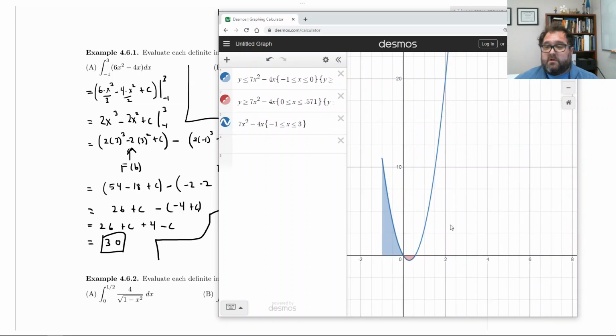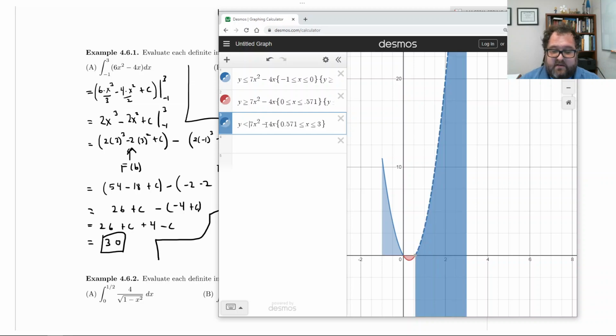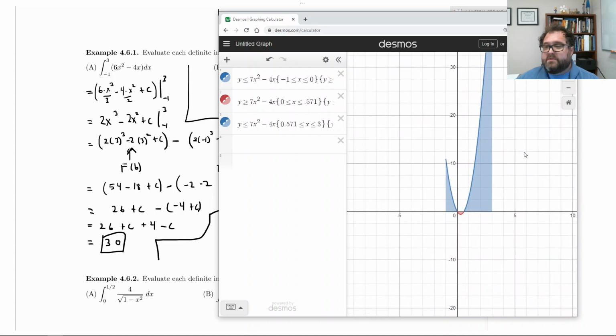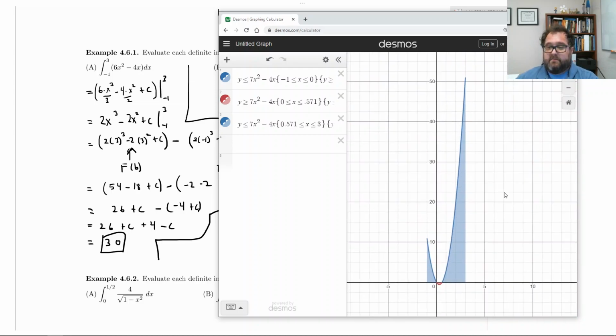And then this other region over here, from this x-intercept, from 0.571 to 3, we're going to say x is less than or equal to 3, and then we're going to say y is greater than or equal to 0. And there we have it. So there are 2 regions that are non-negative, so those are counted in a positive fashion.